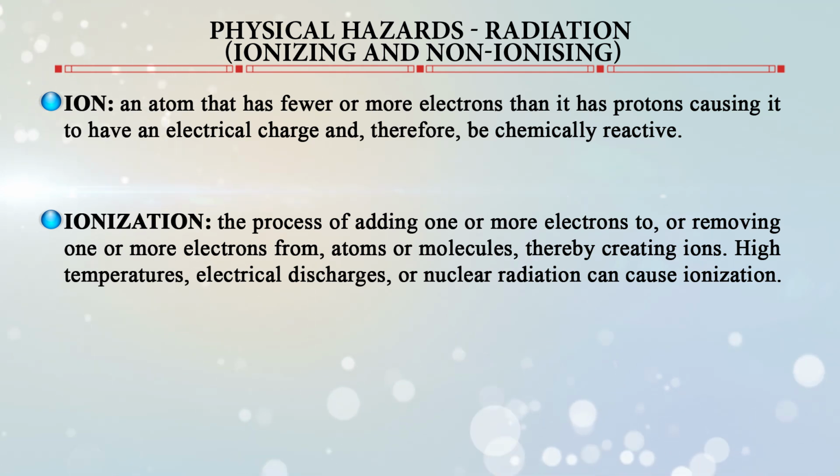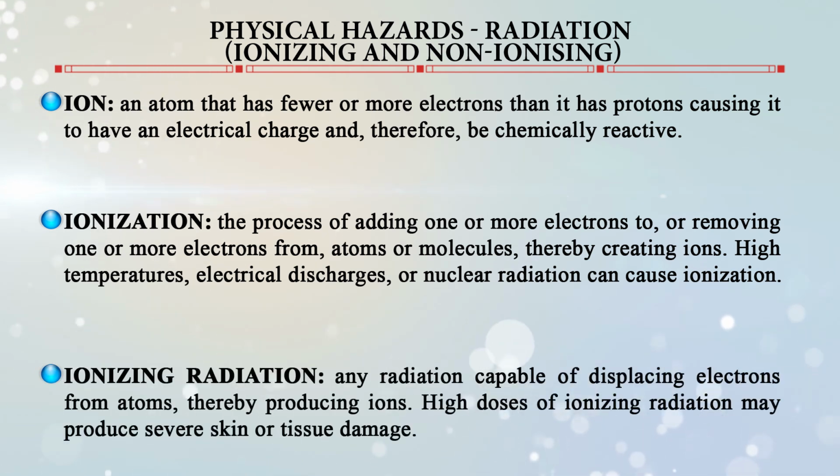And then what is meant by ionizing radiation? Ionization and ion we have seen separately; now we are considering ionizing radiation. Ionizing radiation is radiation that is capable of displacing, removing or rearranging electrons from atoms, thereby producing ions. High doses of ionizing radiation definitely produce severe skin or tissue damage.